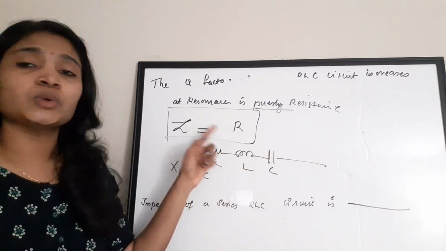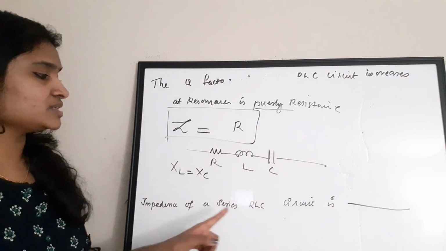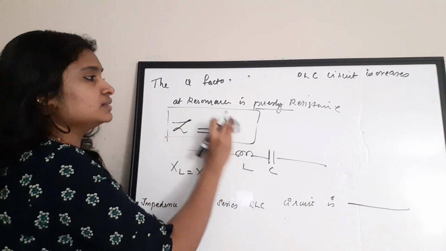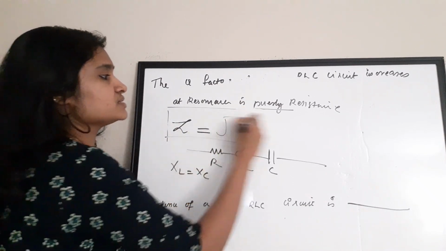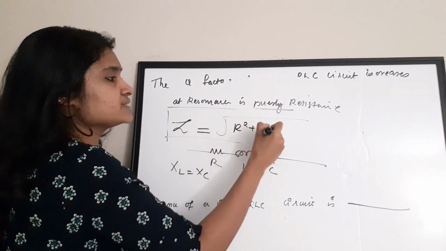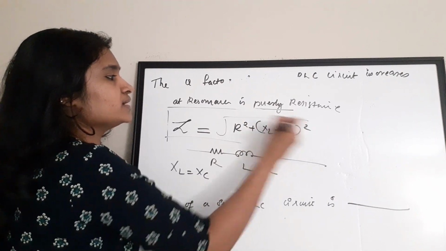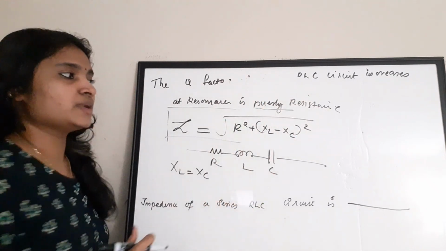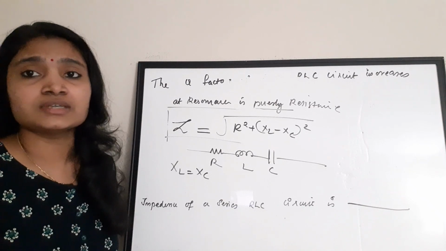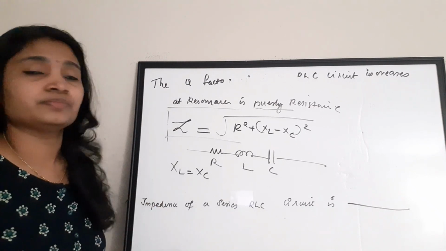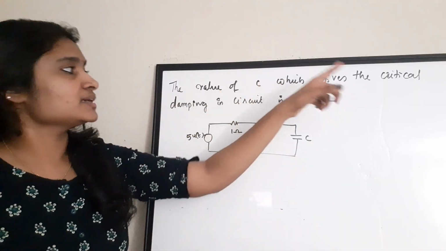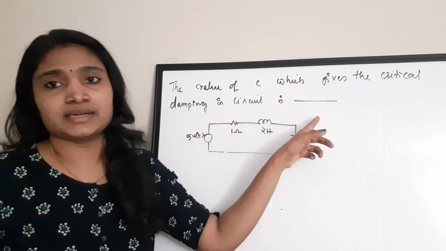Okay, so this is another important thing you should know. Anyway, for this question, the answer is, the impedance equation is this: the square root of R squared plus (XL minus XC) the whole squared is the equation to find the total impedance of a series RLC circuit. Okay.